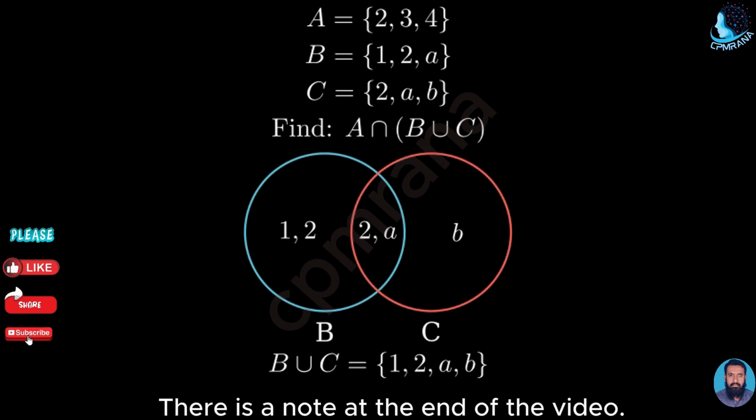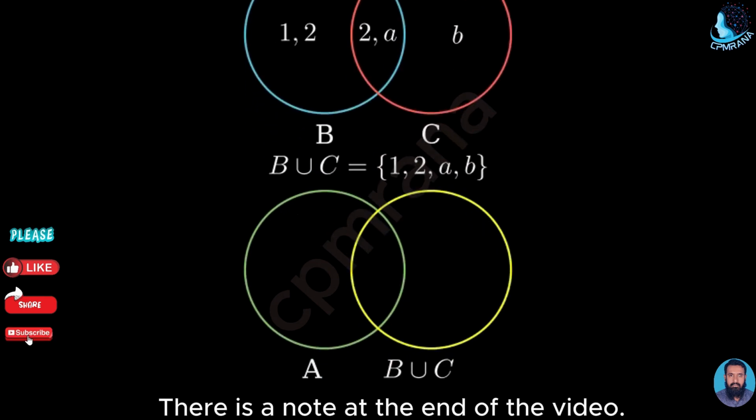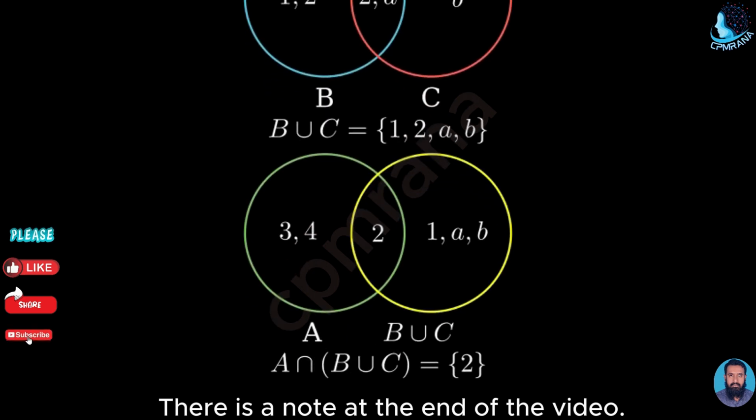Now that we have B union C, let's find its intersection with A. Here's a new Venn diagram showing set A, and the result of B union C. Let's fill in the elements. The intersection will include only the elements that appear in both A and B union C.